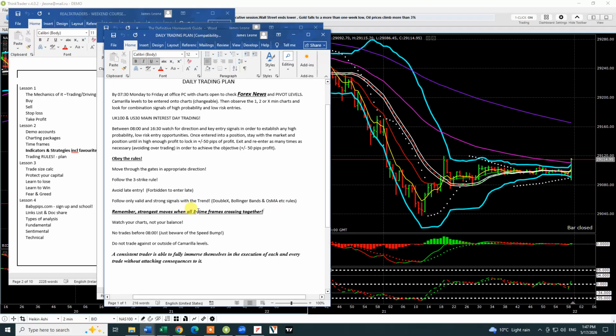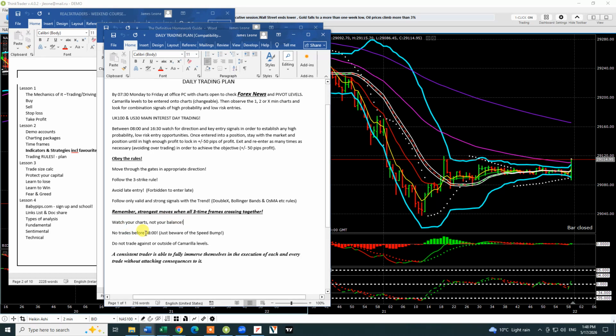Remember, the strongest moves are when, I've written all 3 time frames here, but 2 time frames is what we observe in the sessions, so the strongest moves are when time frames are crossing together. Watch your charts, not your balance, as in don't bank every time you're up 5 pips or something, unless that's your target. But if your target is only 5 pips, then your stop loss needs to be only 2, and that's very unlikely to work well for you. So keep an eye on the charts and follow the signals and use your rules.